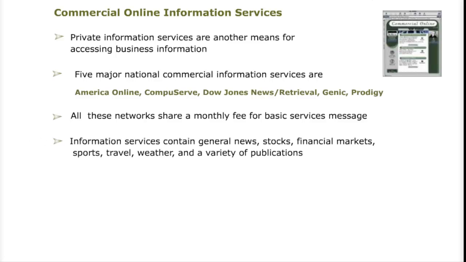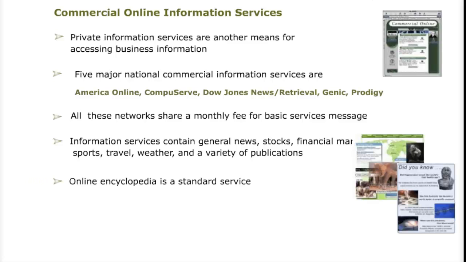The information services contain information on general news, stocks, financial markets, sports, travel, weather, and a variety of publications. Some allow you to retrieve the full text. An online encyclopedia is a standard service. One service updates its encyclopedia quarterly to keep it current. A clipping service finds all articles on a specific topic from the various news services.